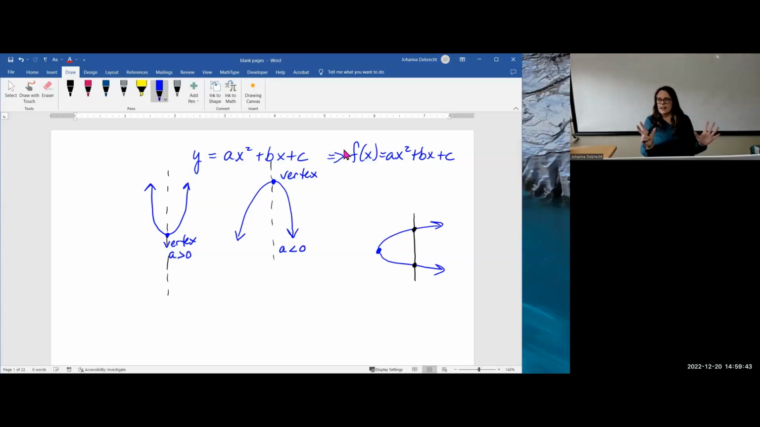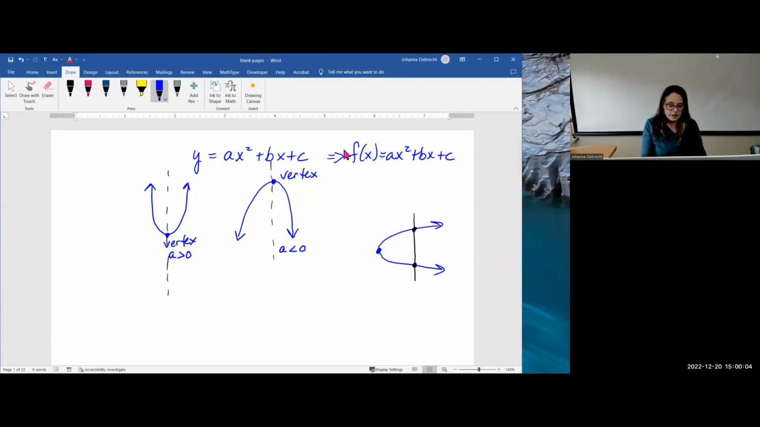You may say, well, what if a is 0? Well, if a is 0, we don't have a quadratic equation anymore, right? We have a line. So a cannot be 0. Can b be 0? Yes, it can, and it would still be a quadratic. c could also be 0, and it would still be a quadratic. It would still look like a parabola, either opening up or opening down.